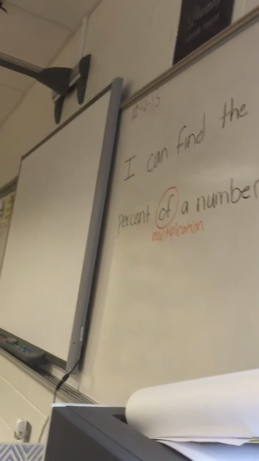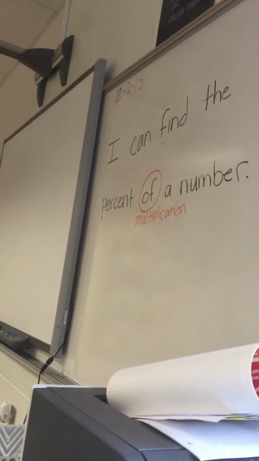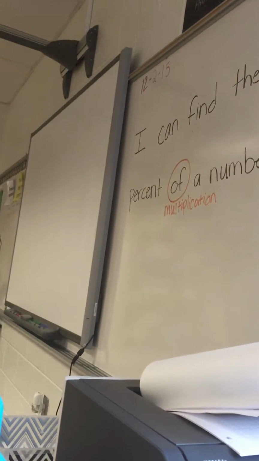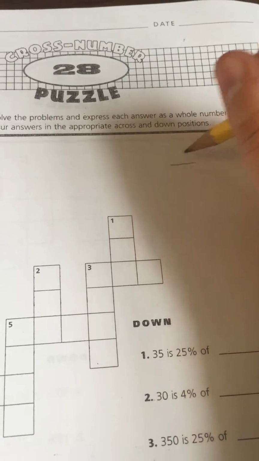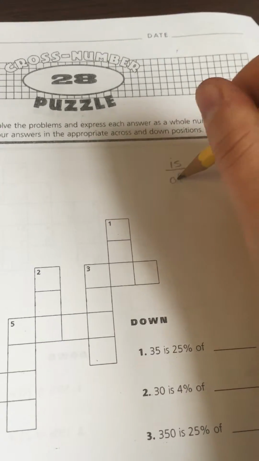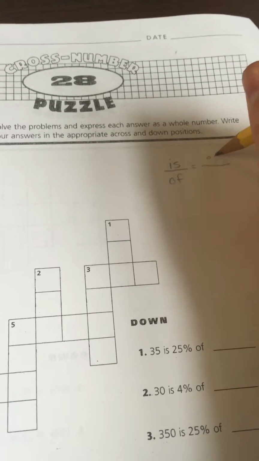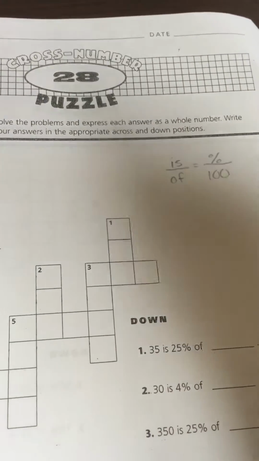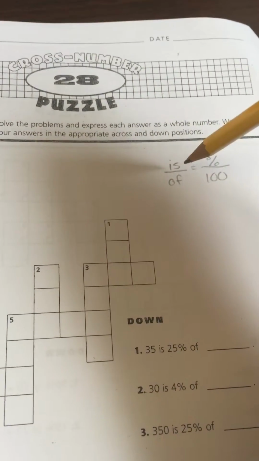Right, the second strategy that we talked about today to find the percent of a number without using the percent function on our calculator is by using our percent proportion, which is something that you learned last year in 6th grade. So, as a reminder, our percent proportion is is over of equals the percent over 100. That's our percent proportion. We're going to use this proportion to solve the problems on the second page.